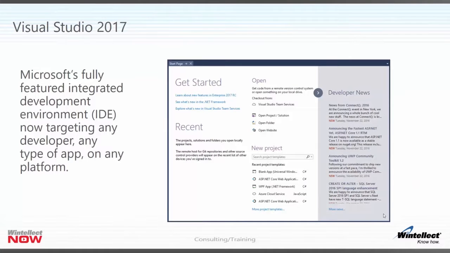For this session, we'll be reviewing what's new and improved with Visual Studio 2017 Release Candidate 1. However, most of what we cover in this session should apply through the entire release candidate cycle and the final product release of Visual Studio 2017. Visual Studio 2017 is the first release of Visual Studio that bills itself as targeting any developer for any type of app on any platform. We'll be using Visual Studio 2017 Enterprise Edition, but much of what we cover will apply to other editions of Visual Studio 2017 as well.